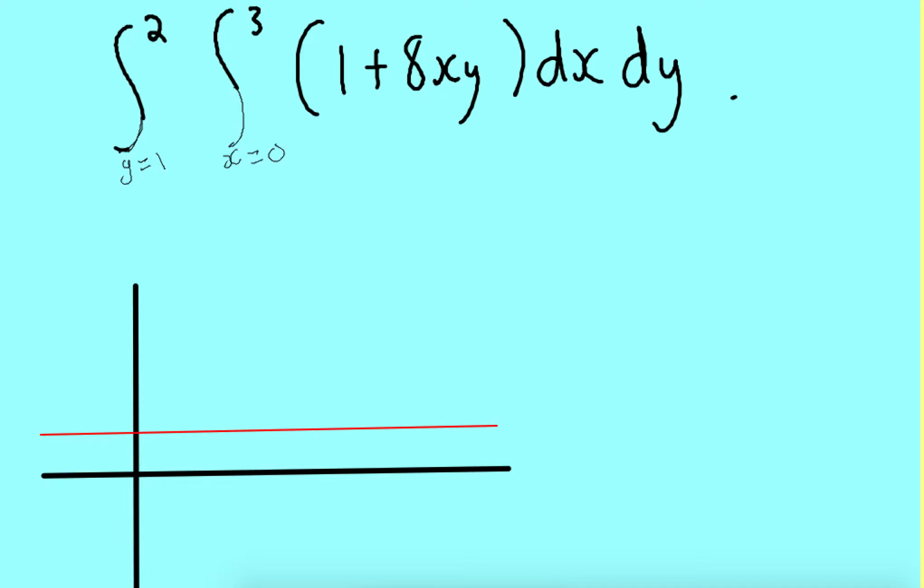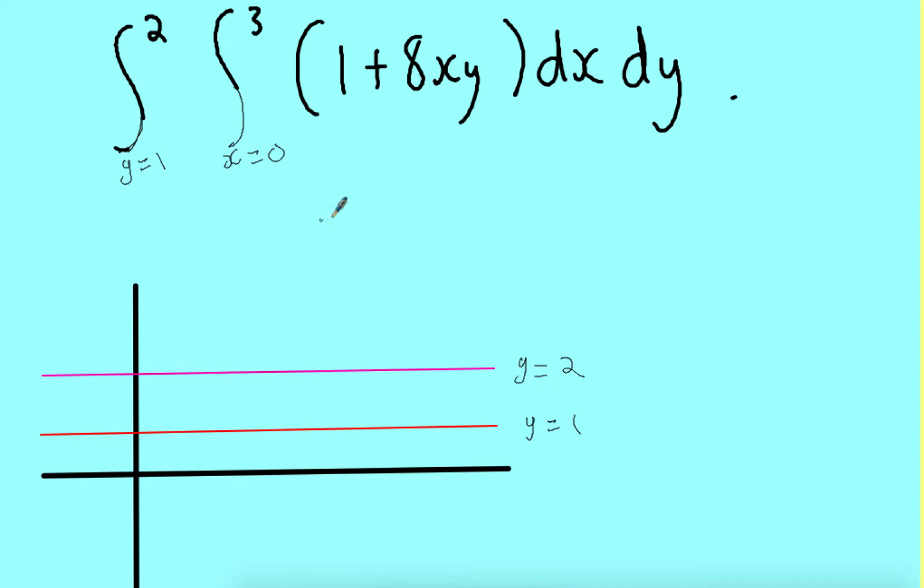That red line there is y equals 1. Right. Then I'm going to y equals 2. Right, so let's draw that line in. This isn't accurate, that's just to give you an idea of what's going on. That line there is y equals 2.